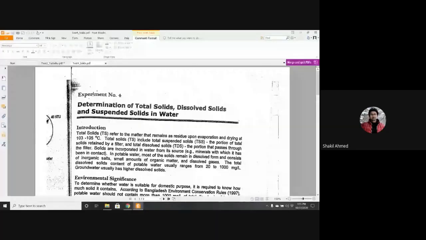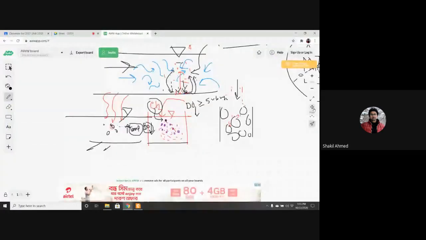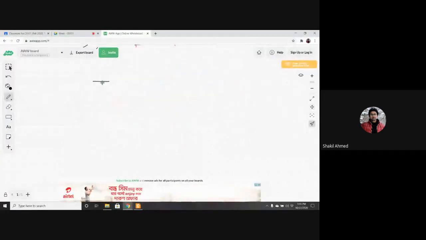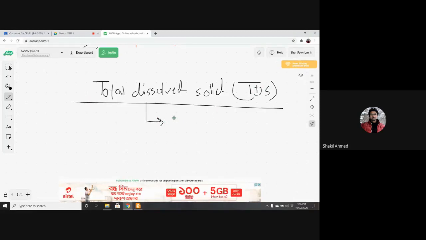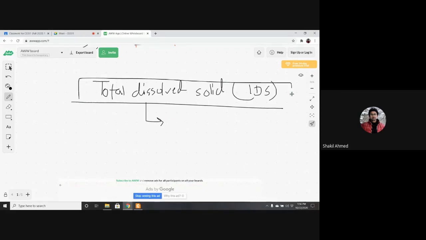That's it. So another test will be performed today, that is total solid, dissolved solid, and suspended solid. These are very important. I just discussed in today's theory class that total dissolved solid, that is TDS, is an indication of what? Salinity.